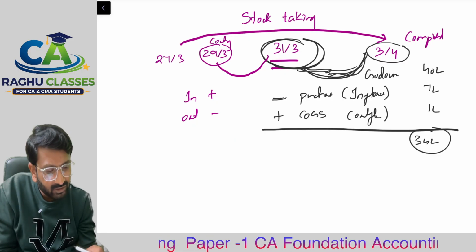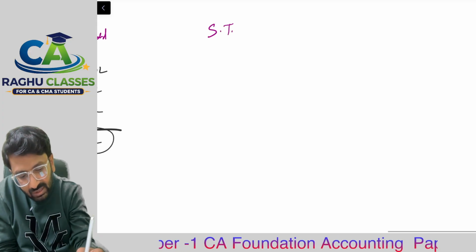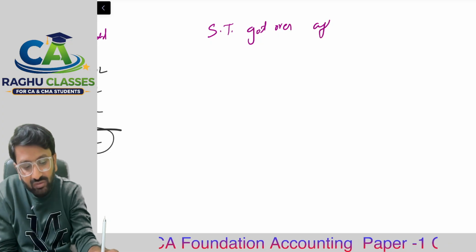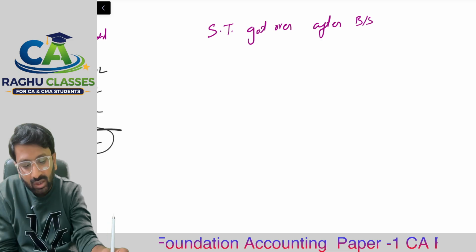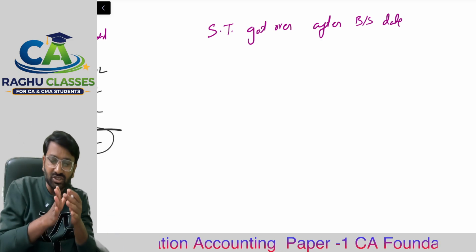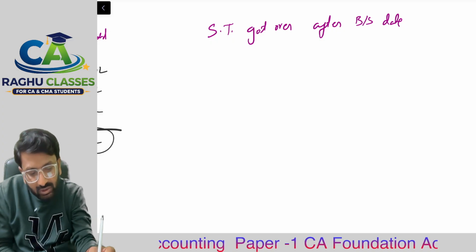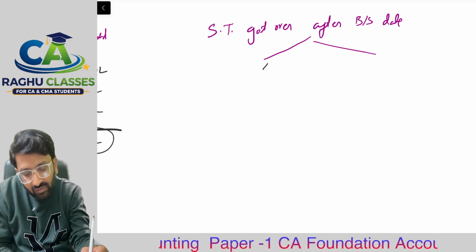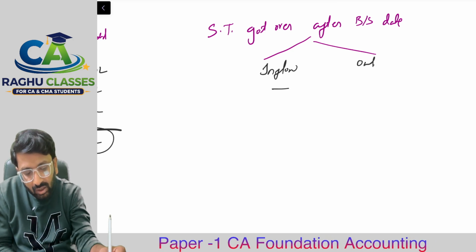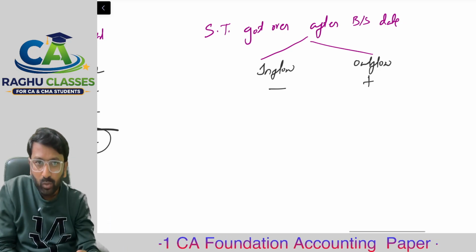Which means from an examination point of view, there are two possibilities. First one, stock taking got over after the balance sheet date, and you need to find out the value on the balance sheet date. In that case, you have to do reverse calculation. And when you do reverse calculation, if you have any inflows, you're going to minus. If you have any outflows, you're going to add back. This is case number one.